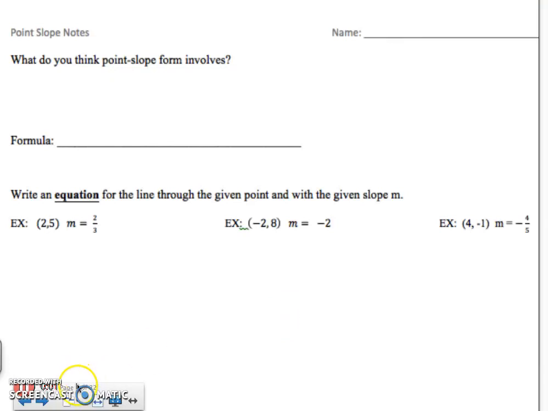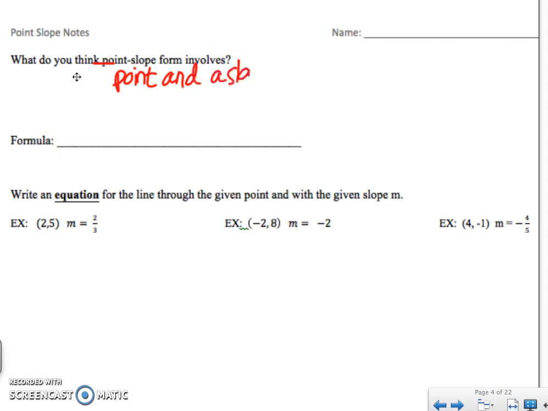Alright, so this video is on point-slope form. A couple things: what do you think point-slope form involves? I'll give you 2 seconds to think about that. 1, 2. It involves a point and slope. You were right. So it involves a point and it involves a slope.